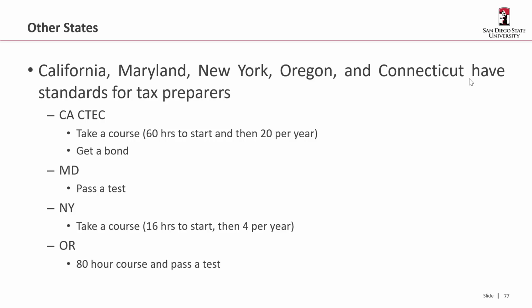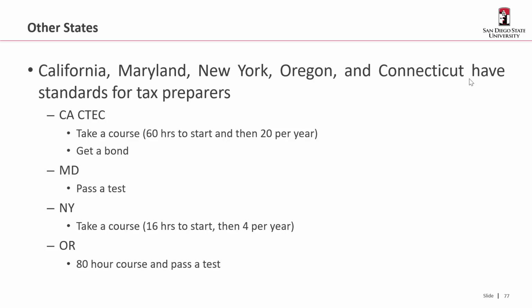So California, Maryland, New York, Oregon, and Connecticut are the only states that have standards for tax preparers. California has something called the CTEC, which requires a tax preparer to take a course, initially 60 hours, and then 20 hours per year, and get a bond, and of course get registered.